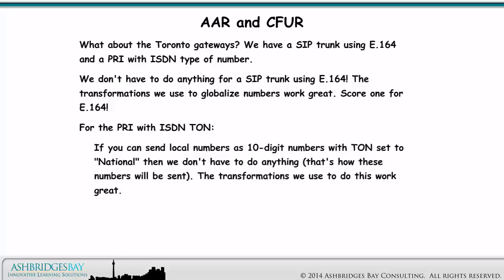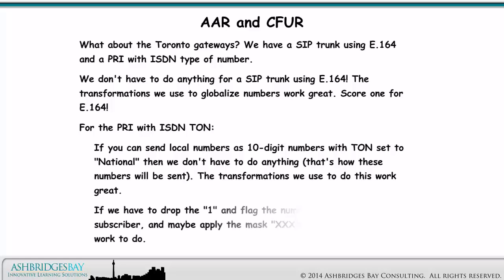For the PRI with ISDN type of number, if you can send local numbers as 10-digit numbers with type of number set to national, then we don't have to do anything. That's how these numbers will be sent. The transformations we use to do this work great. If we have to drop the 1 and flag the number as type subscriber and maybe apply the mask XXX, XXXX, then there's work to do.